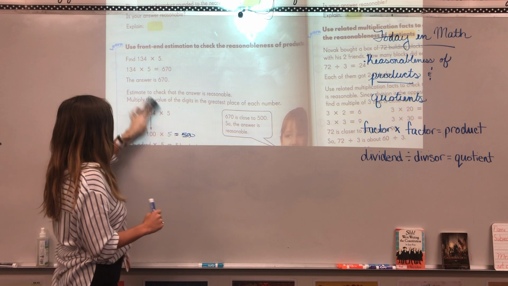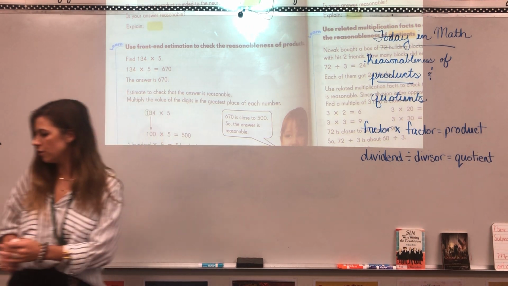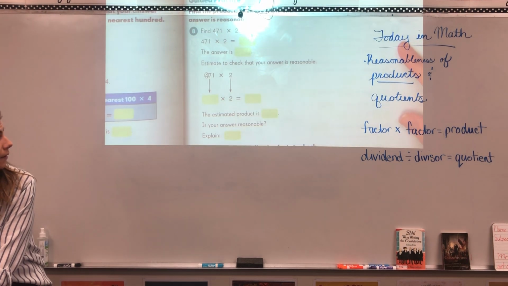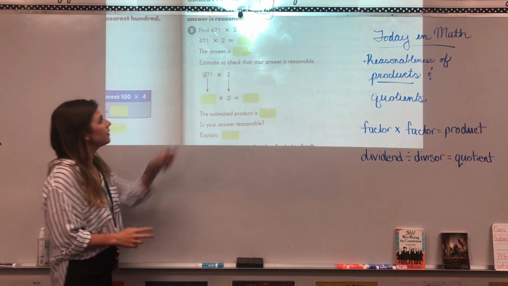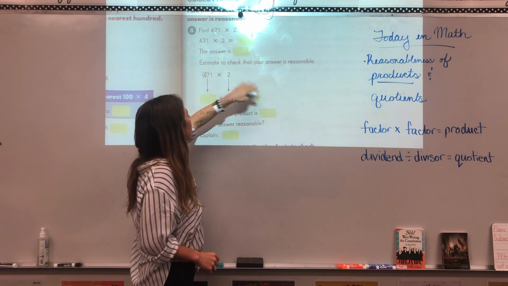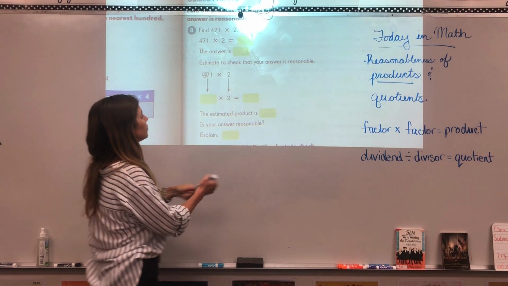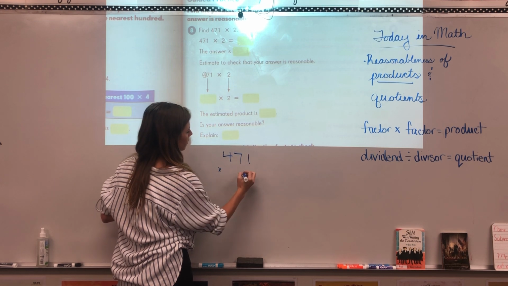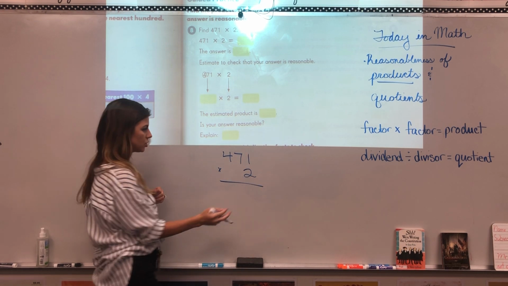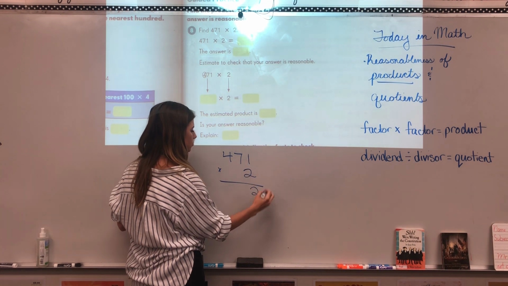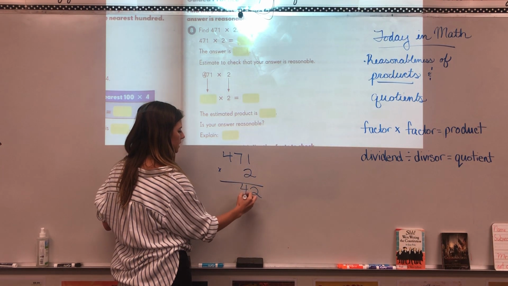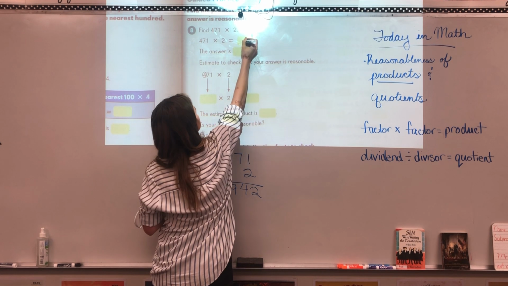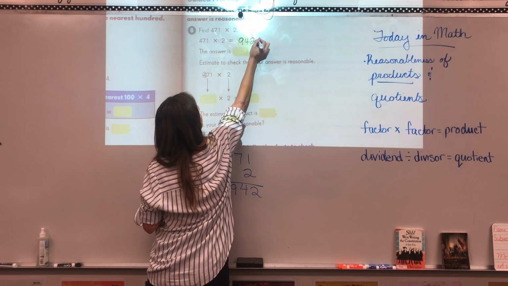Okay, let's do a problem together using front-end estimating. Find 471 times 2, and then estimate to check that your answer is reasonable. So first things first, we have to solve the problem. 471 times 2, 2 times 1 is 2, 2 times 7 is 14, carry the 1, 2 times 4 is 8, plus 1, 9. Our answer is 942.